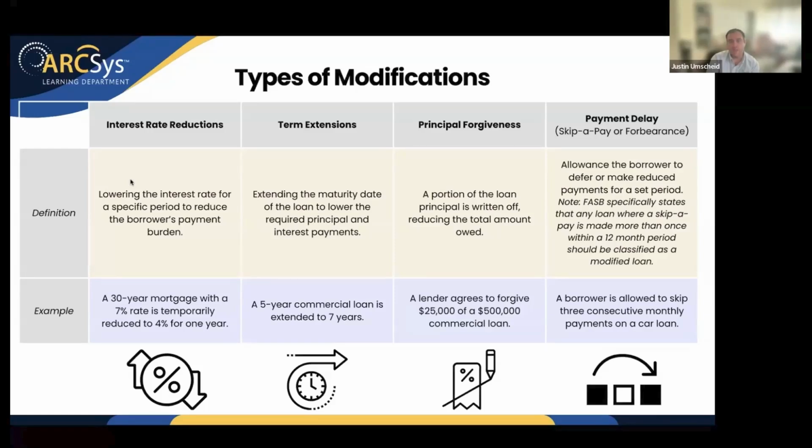Principal forgiveness. This is where a portion of the loan principal is reduced, and generally lenders will agree to forgo any given amount. There's usually a policy of how much can be forgiven. So we'll talk a little bit about that as well. And then lastly, payment delays. And within payment delays, I'm going to include skip-a-pays or forbearances. So this one is really, right, any deferment of the payments for a specific period of time.